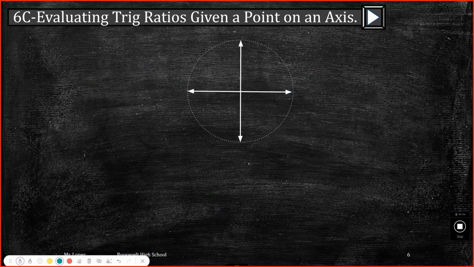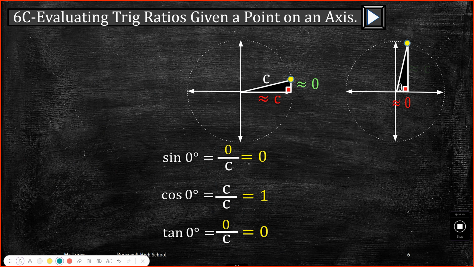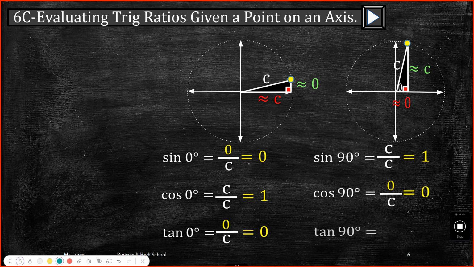So let's do some problems now then. Oh, I didn't do the undefined one. Tangent. Okay, let's do this one. What would be tangent of 90 degrees? So what is this point again? Can somebody tell me what's this point?